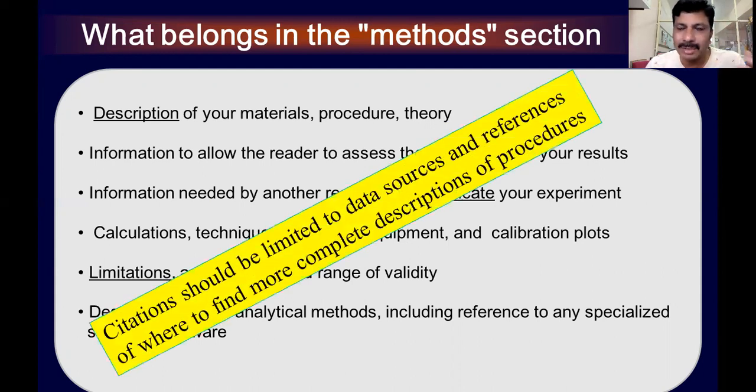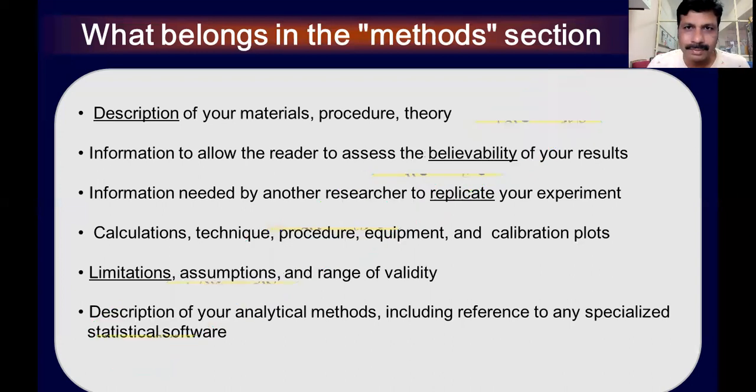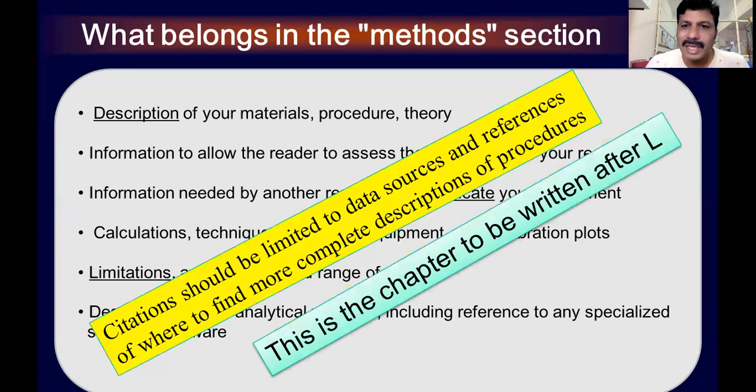The previous researcher's work has to be mentioned with just a citation. Just quote the references. You need not rewrite the entire procedure which has been described in another research paper. Okay, it only increases the number of pages. So this is the chapter to be written after the literature review. That means this is the second chapter to be written after the review of literature.